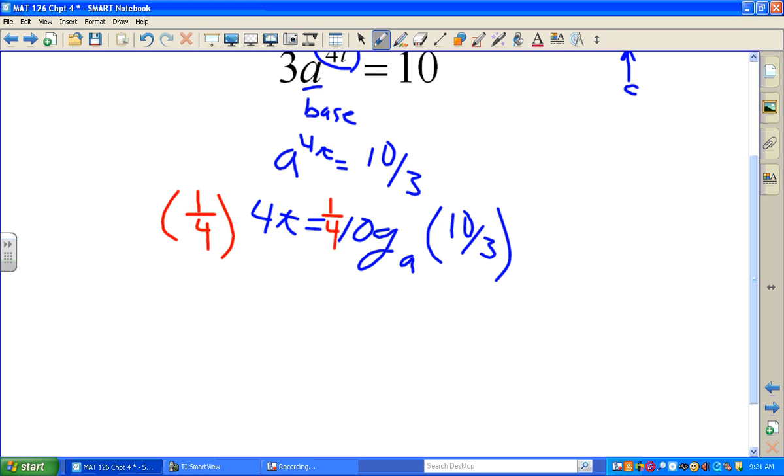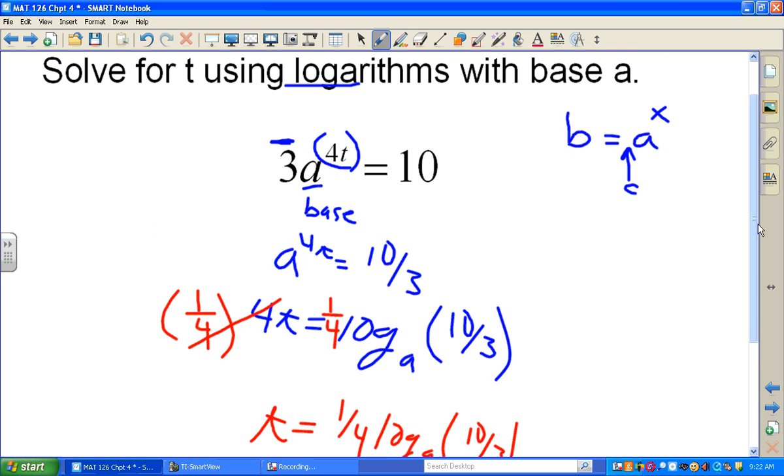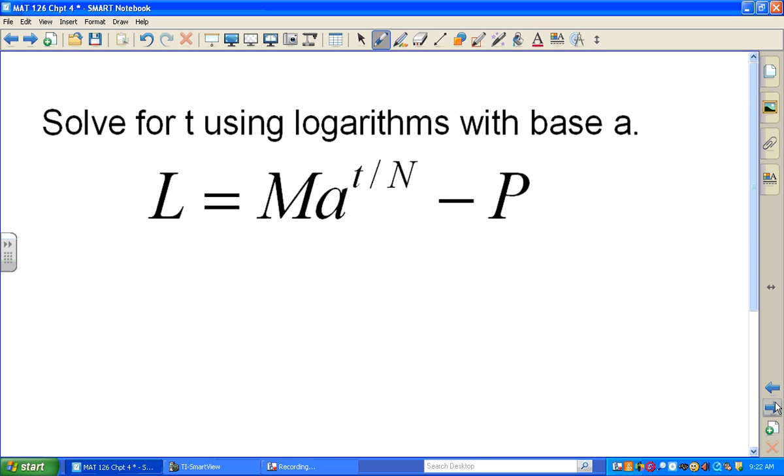Fractions are what you want. Very, very prominent in calculus. You have fractional logs. So 1/4 and the 4 go away. So t equals 1/4 log base a of 10/3. Okay? So we're in good shape. Quick review on how it works with logs. Remember, the logarithm has the base of your exponent of the expression equaling the exponent. All right? Nice one to get going with.